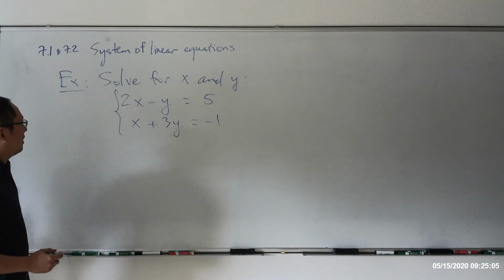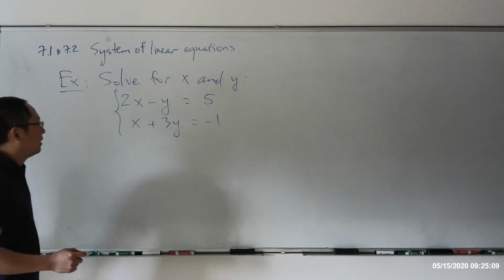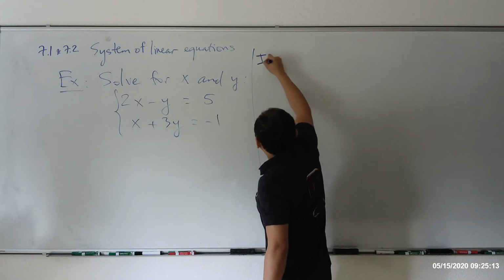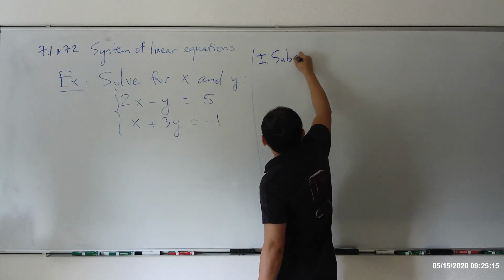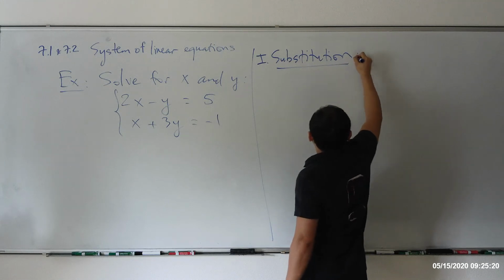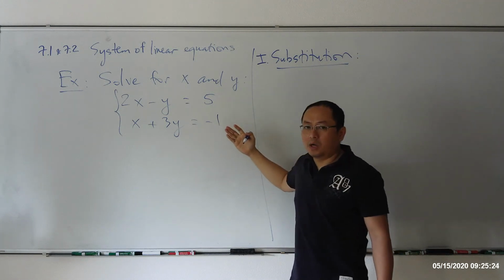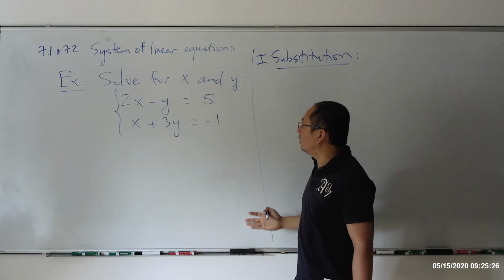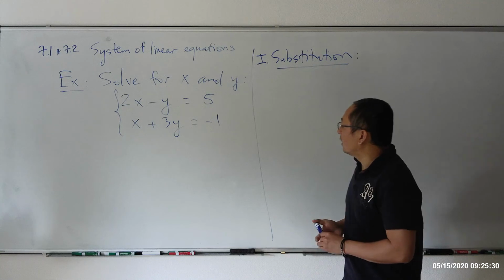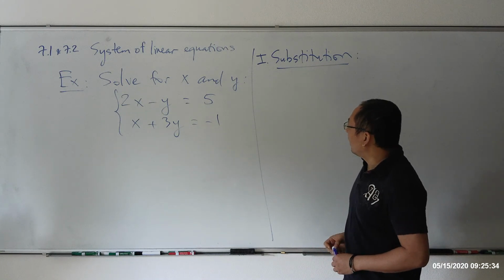So let's start with the first basic method to solve, called substitution. First method, substitution. The idea of substitution is what? We're gonna choose an equation. We're gonna solve for one unknown, of course depending on the other unknown. Okay. So make it easy.